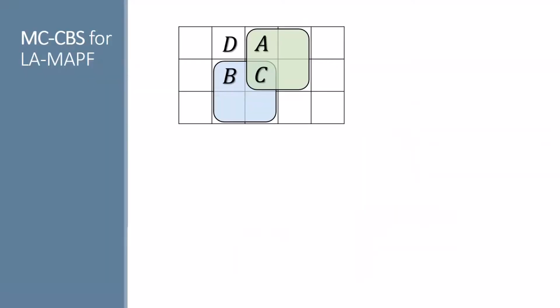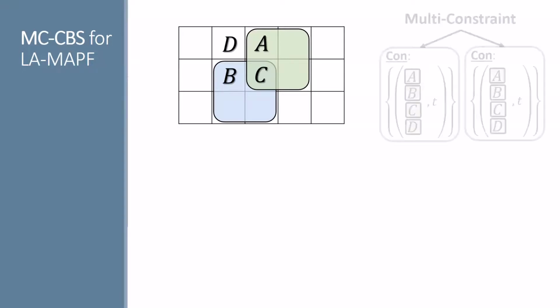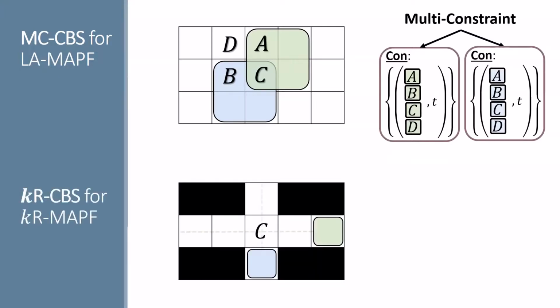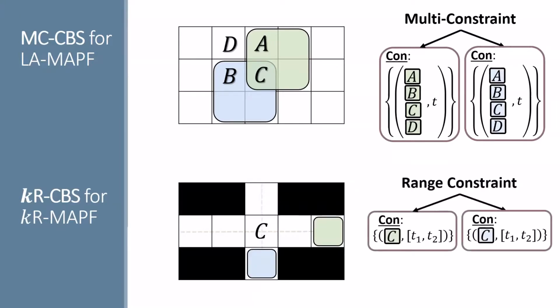For large agents, multi-constraint CBS was suggested. Notice that when the reference point of one of these agents is at location A, B, C, or D, then the agent occupies location C. To resolve this conflict, either the reference point of the green agent cannot be at location A, B, C, or D at time step t, or the reference point of the blue agent cannot be at these locations at this time step. For k-robust, KRCBS was suggested. To resolve this conflict, either the green agent cannot be at location C at time range T1 to T2, or the blue agent cannot be at location C at this time range.